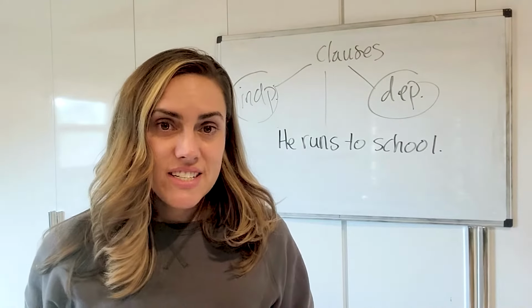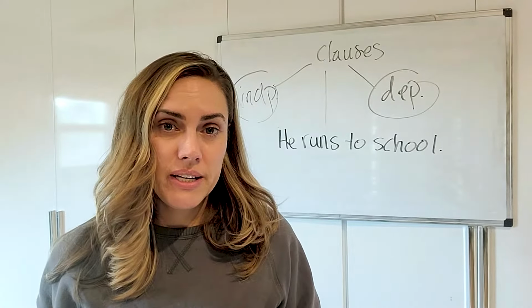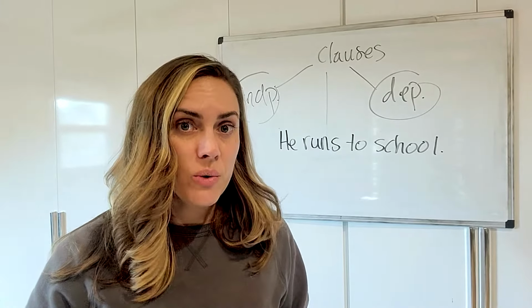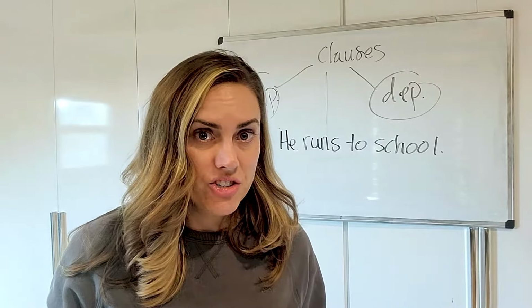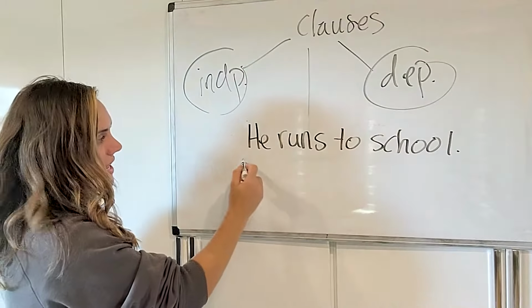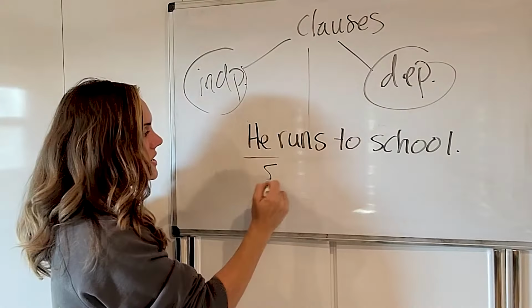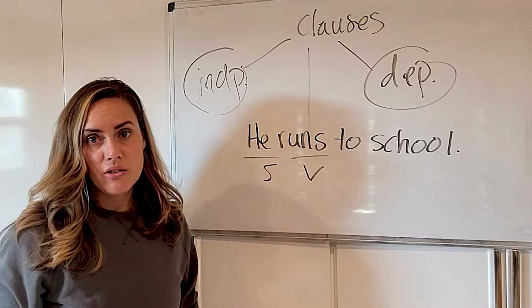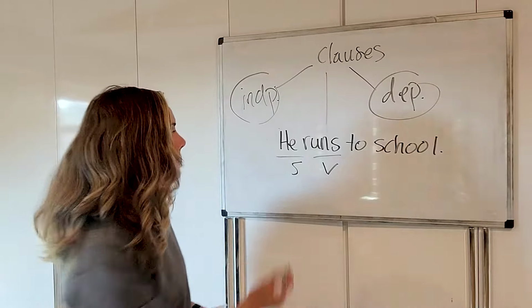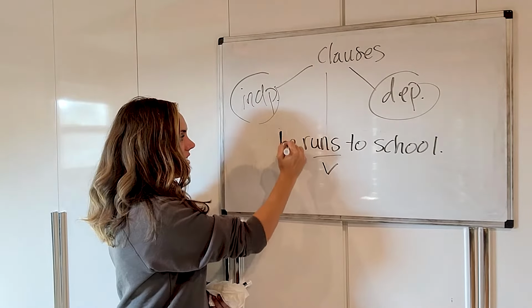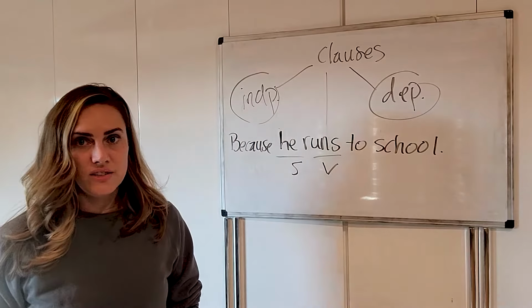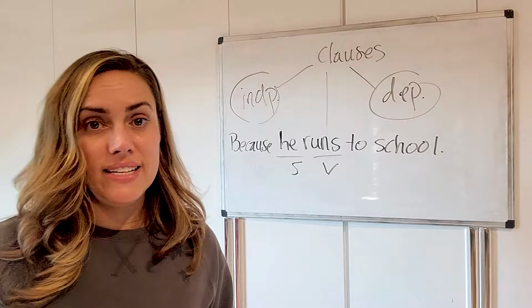A clause is not complete when we throw on an adverb to it. Or in other words, you can call them subordinating conjunctions, and we're going to talk about all of those in this video. But look at this. He runs to school. He's the subject, runs the verb. He runs to school. That sentence makes sense. It's a complete thought. It's a complete sentence, okay? But if I lowercase this h and I just say because he runs to school, now I have a dependent clause.